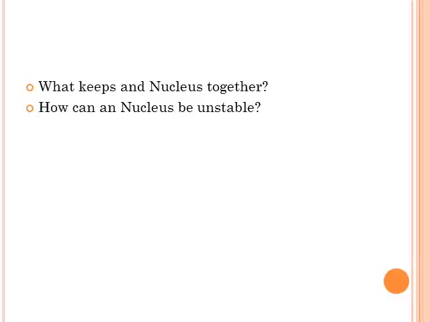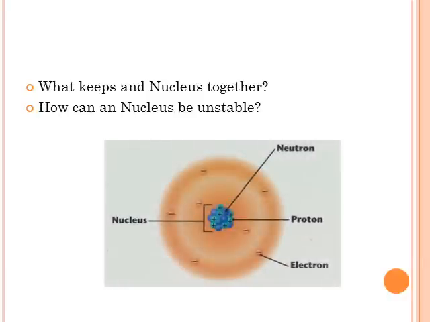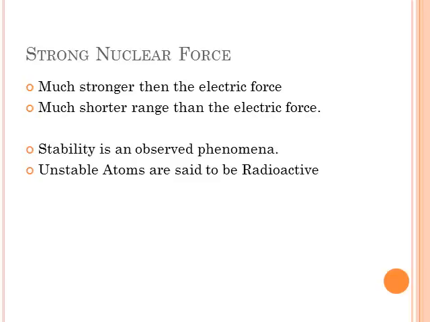There must be a greater force pulling inwards, and that force is what we call the nuclear force, or strong nuclear force. The strong nuclear force, in general, is much, much, much stronger than the electric force. That's why it's able to keep it in, but it also has a much shorter range. So once you separate them a little bit, the strong nuclear force isn't going to keep them together. Stability is an observed phenomenon; stable atoms we call stable, unstable atoms we call radioactive.